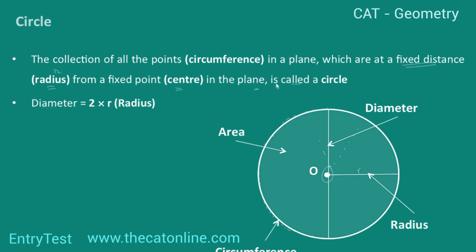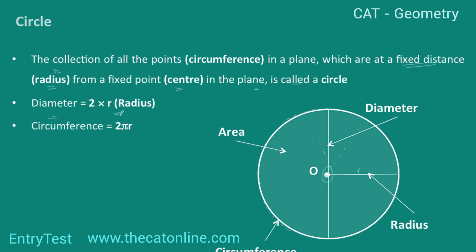The diameter of the circle is given as twice the radius. So, radius is from the center to the circumference. Diameter is from one end of the circumference to another end of the circumference, passing through the center of the circle. The diameter of the circle is twice the radius.